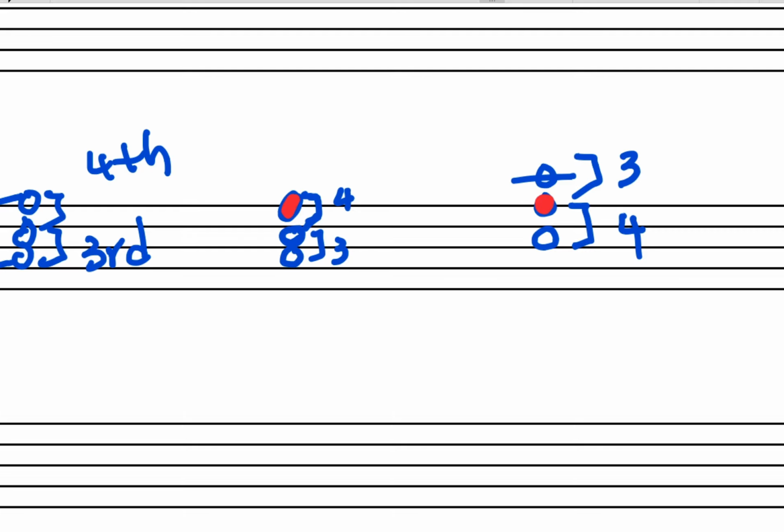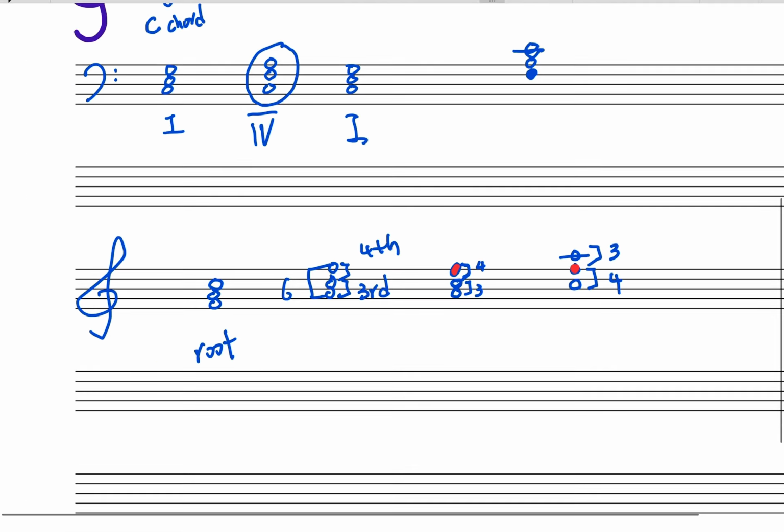This is still F. So it's an F chord, because this is F. If the chord is inverted, the name is always on the top of the fourth interval. If it's the root position, the name is on the bottom.